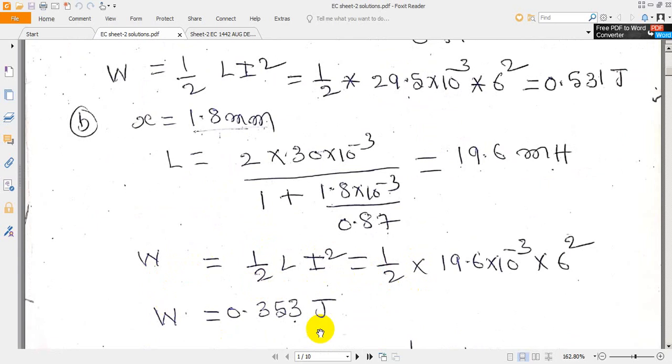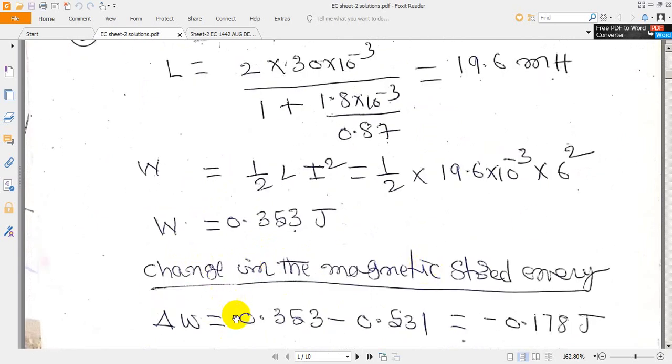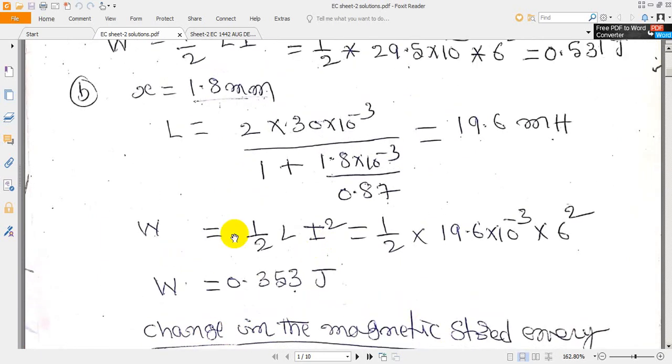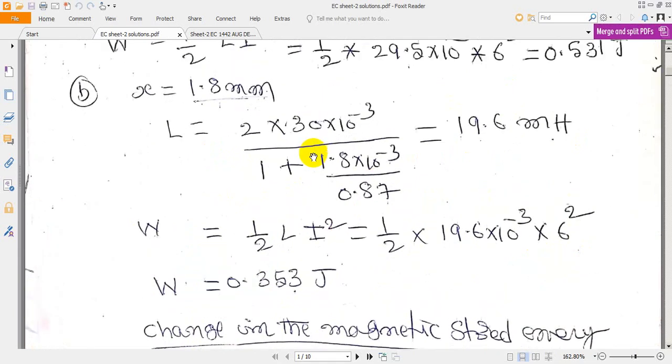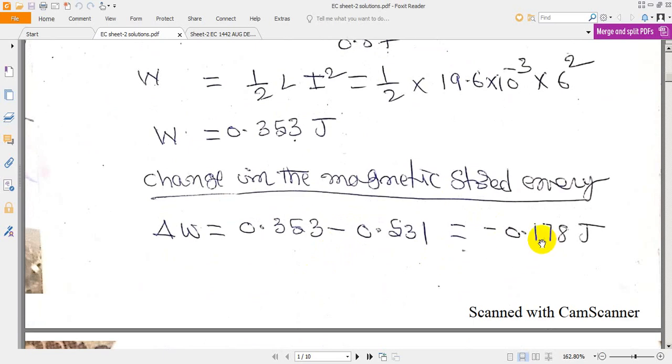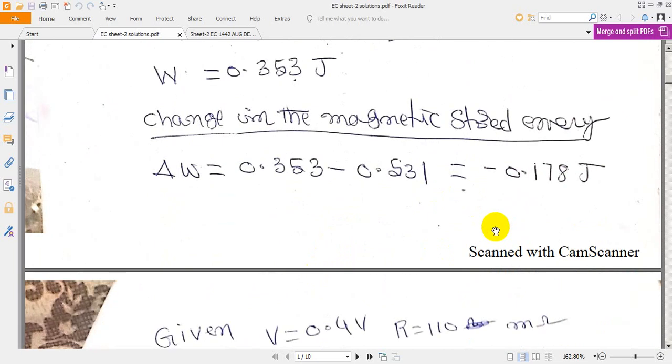Now we want the change in energy. The change in energy is the energy during the second instant minus the energy during the first instant. The energy during the second instant is half L I square, half into the L value into I square. You will get W2 equal to 0.353 joules. The change in energy is W2 minus W1. The difference of these two gives minus 0.178 joules. We are getting a negative value, which means energy storage has been lost. This much energy has been lost.